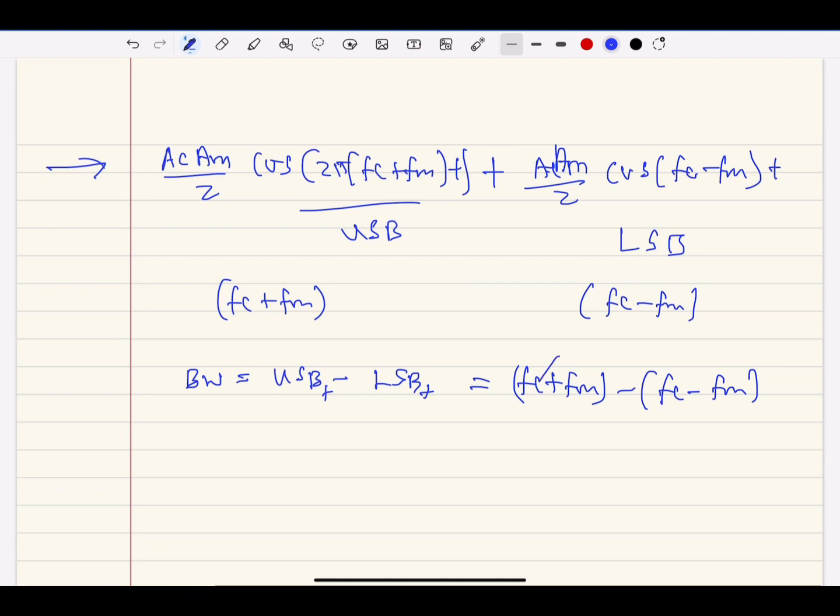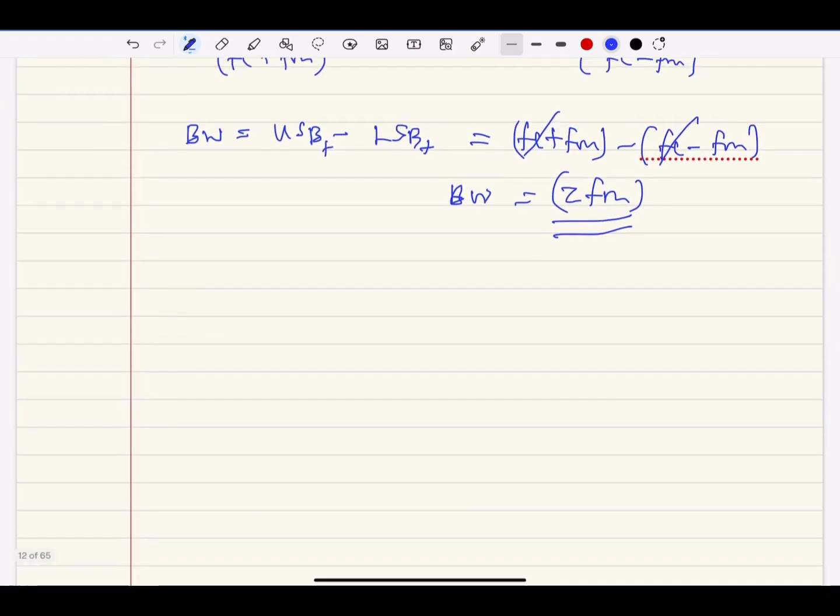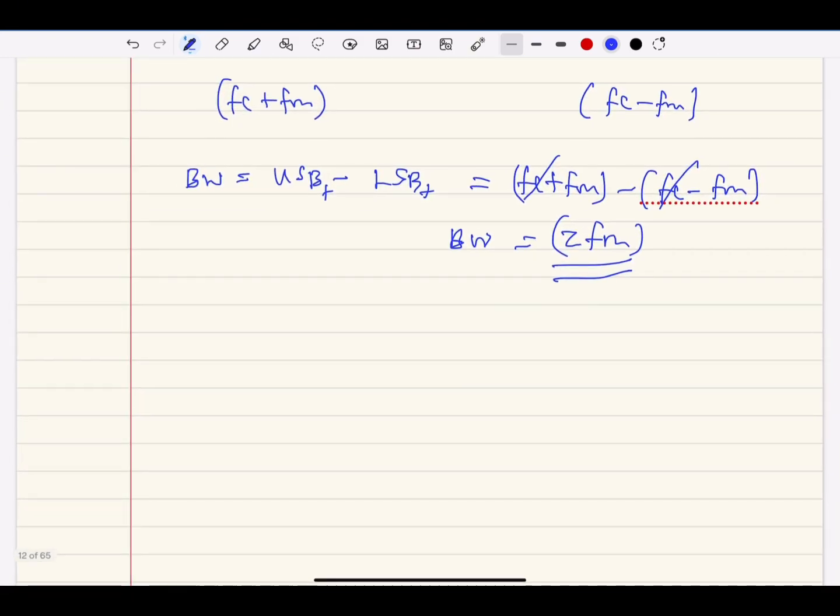At the end of the day, this fc cancels this fc, and we are going to get our bandwidth to be equal to 2fm, which is the same as the one that we derived in some of the previous videos that I've done. So this is the bandwidth equation. As usual, we can also use this one to calculate the power of the double sideband suppressed carrier.